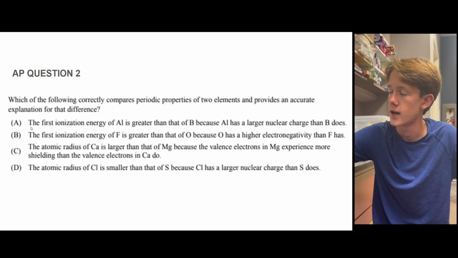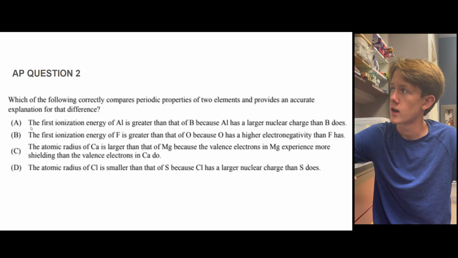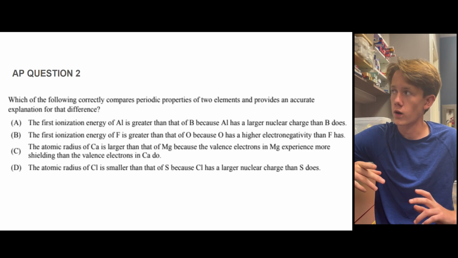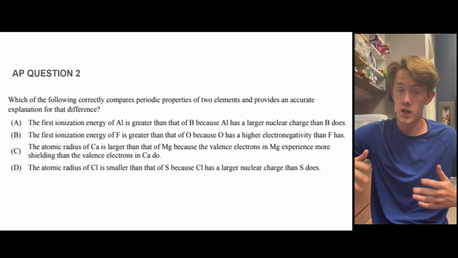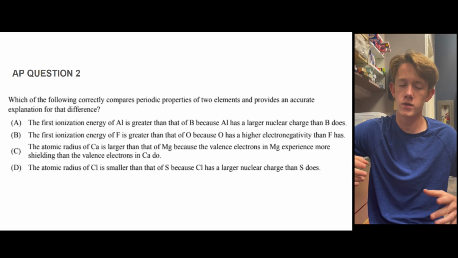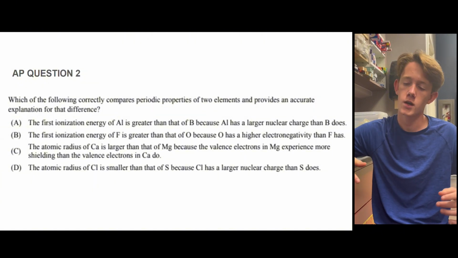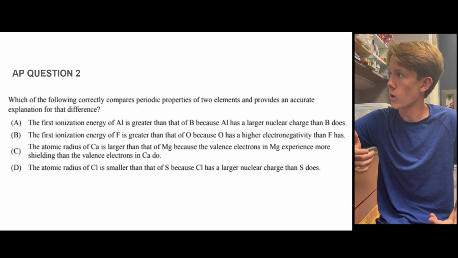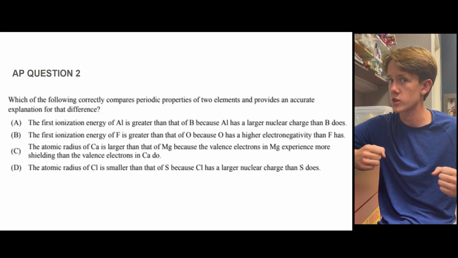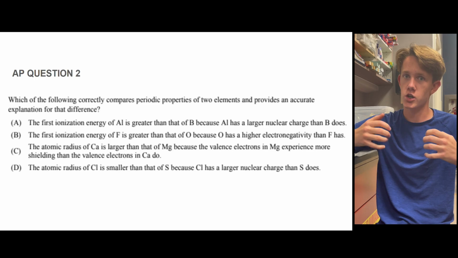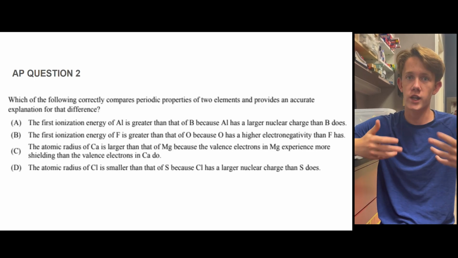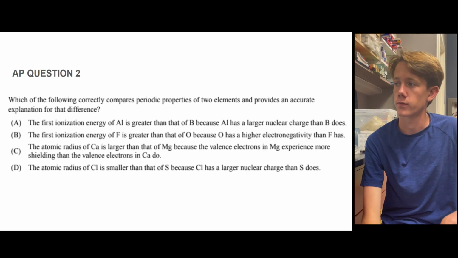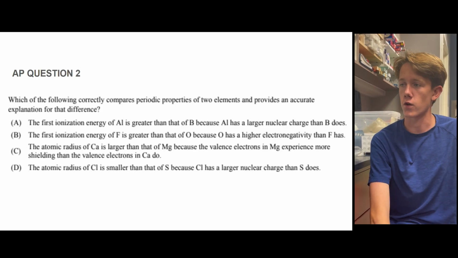This is false because boron is actually a smaller atom than aluminum, and typically smaller atoms have stronger nuclear forces because they're pulling in those electrons to make them smaller. This is why fluorine and chlorine are way smaller, because they're so electronegative, they just pull in those electrons, reducing the radius. So A is false.